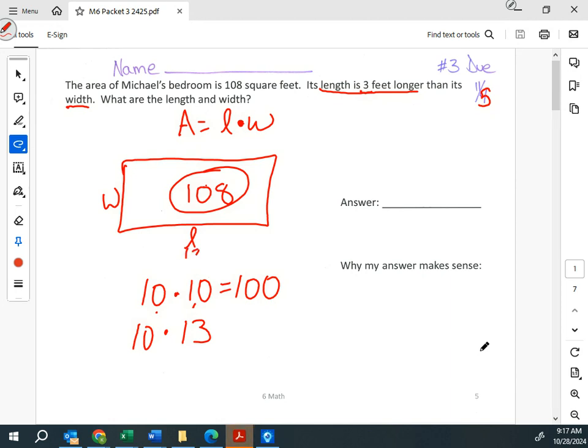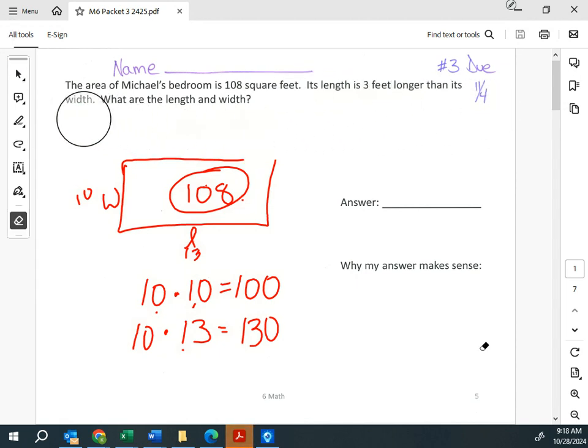So if my length was 13 and my width was 10, 10 times 13 is 130. Ooh, that is too big because I want it to be 108. So then, do I need to go bigger or smaller with my length and width? Smaller. So you do some guessing and checking. You keep them 3 apart, but you do it with smaller numbers. Does that make sense? So you need to find the length and width.